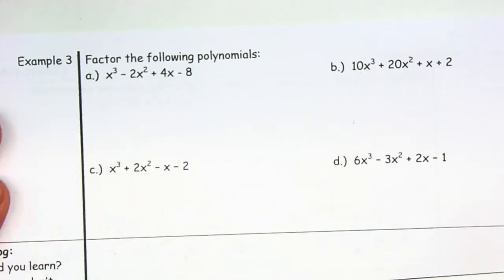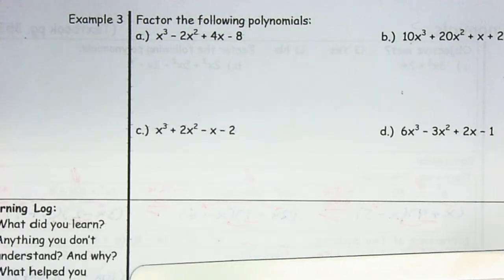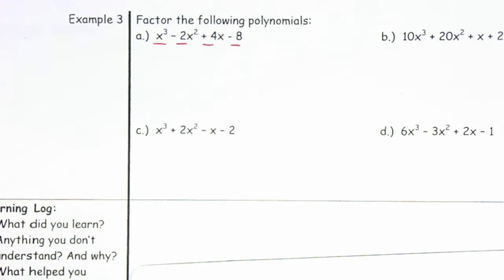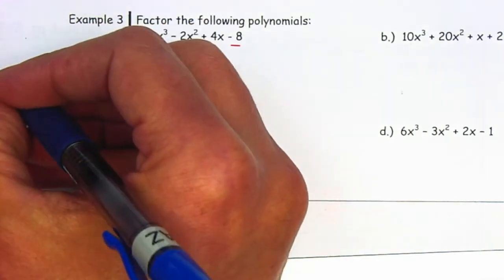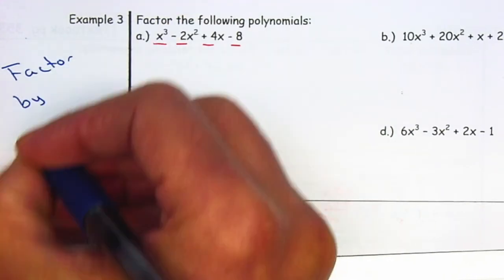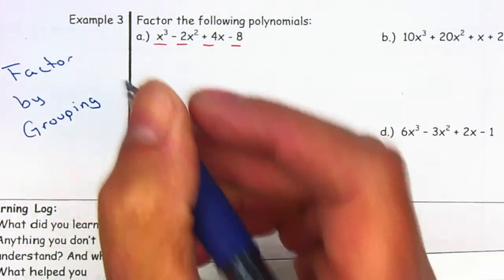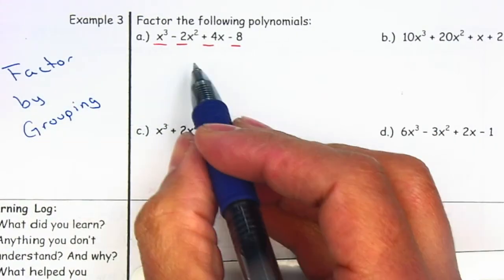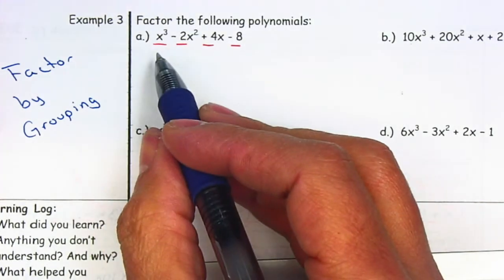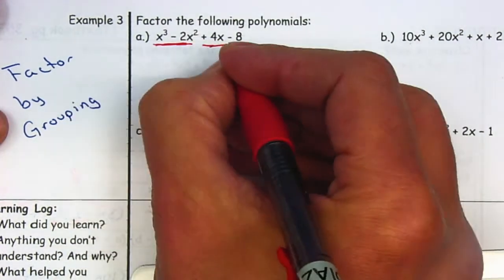On the backside, we need to factor the following polynomials, but if you notice, these polynomials have 1, 2, 3, 4 terms. When they have 4 terms, we're going to factor by grouping. It's a well-known method and I expect you to know it later in math. What we're going to do is group this in groups of 2. So we're going to group the first 2 and the second 2.